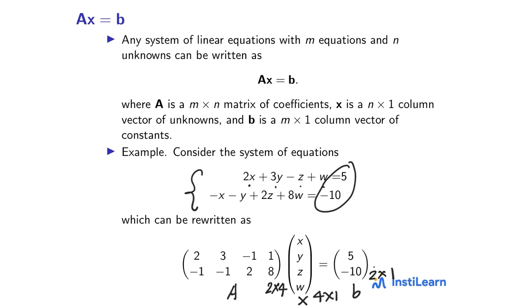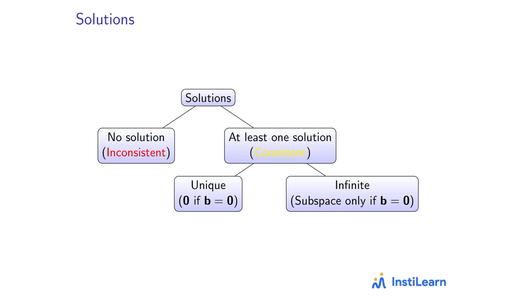A word of caution: while writing this form Ax equal to b, make sure that the constant terms which do not involve any variables, you push them to the other side of the equal sign so that you can get the correct b. A solution of a system of linear equations is the value of unknowns which will satisfy the equations. Given a system of linear equations, it can have no solution at all. In this case, we say that the system of linear equations is inconsistent. And if it has at least one solution, then we say that the system is consistent.